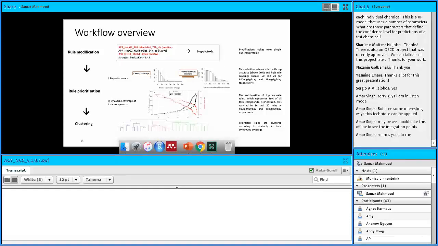And another step that we performed is applying clustering on the rules to identify the clusters of rules that would represent different types of compounds. So we would look at what type of bioactivity clusters have been presented in the rules.